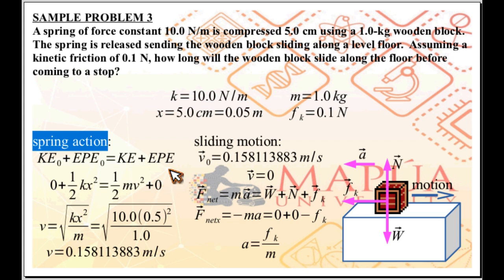X is equal to 0, for instance. Elastic potential energy final is equal to 0. In other words, elastic potential energy initial is converted into kinetic energy final. Isolating V, V is equal to the square root of kx squared over m. We know k, we know x, and we know m. Complete, we are able to calculate the speed given by the spring action on the wooden block.